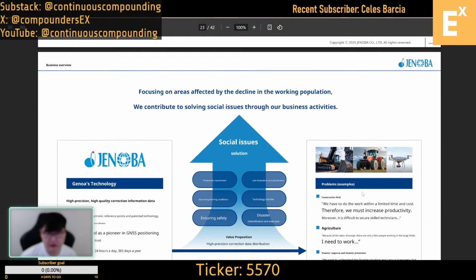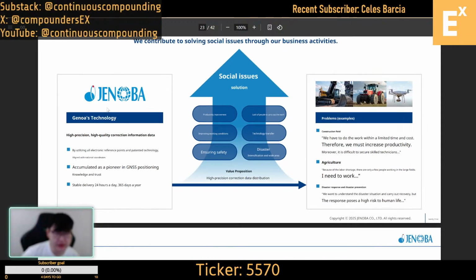Okay, focusing on areas affected by the decline in the working population. We contribute, that's whatever. Okay, Genova's technology: high precision, high quality correction information data. By utilizing all electronic reference points and patented technology, accumulating knowledge and trust as a pioneer in GNSS positioning, stable delivery 24 hours a day, 365 days a year. This is new to me. I've never seen this thing.